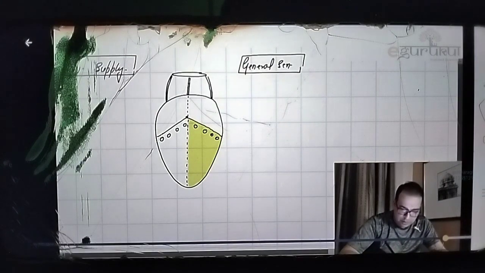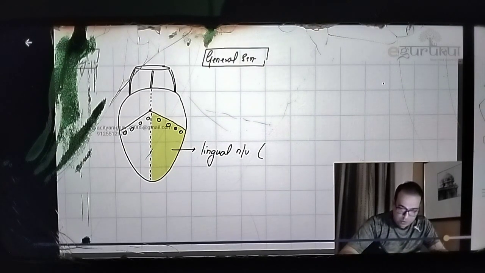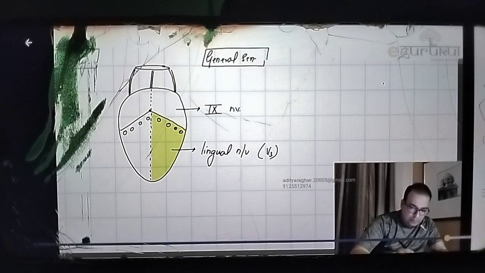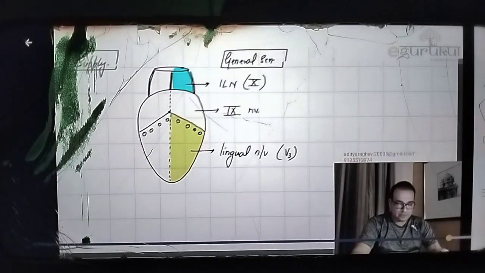General sensation from anterior two third of the tongue is carried by what nerve? By the lingual nerve, which is a branch of mandibular nerve. From posterior one third of tongue, it is done by the glossopharyngeal nerve. And from the most posterior part of the tongue, where the vallecula is present, guys, here, the vallecula and this upper part of the epiglottis is by the vagus nerve. But which branch of vagus nerve? That's internal laryngeal nerve, which is a branch of vagus. This is about general sensation. Lingual nerve, glossopharyngeal nerve, and internal laryngeal.